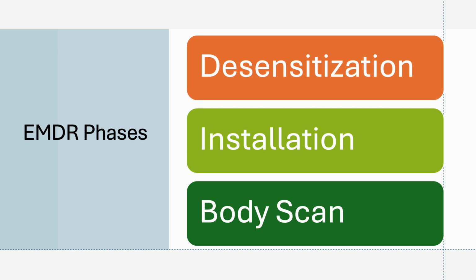EMDR has phases. The following three are not an all-inclusive list of the phases, but they are the only three phases that are included in this EMDR therapy section. Therefore, I'll also limit our video and study topics to just include these three. So desensitization happens at the beginning, somewhere in the middle happens the installation phase, and then at the end comes a body scan.